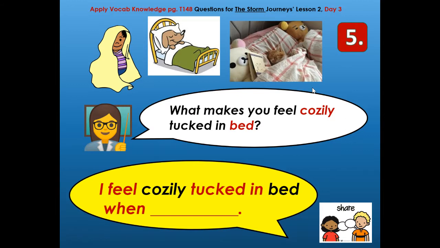Well, I feel cozily tucked in bed when I have a really fluffy blanket and I have a good book to read so I can fall asleep, just like the kitten in the picture has, it looks like a book next to him. Also, I know one of my daughters used to like to sleep with a stuffed animal, so that made her feel very cozily tucked in bed.